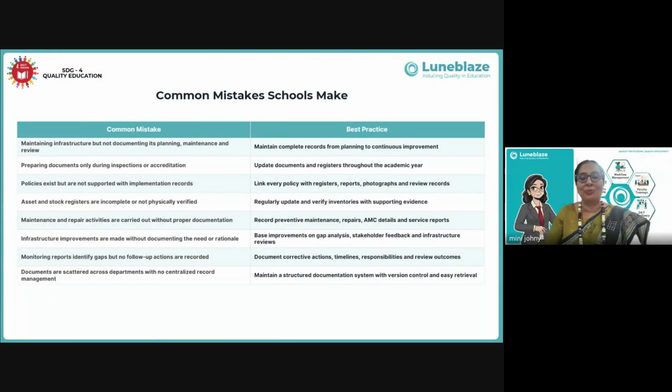You see what we do normally. What is the best practice? A common mistake is maintaining infrastructure but not documenting its planning, maintenance, and review. We are just like this.